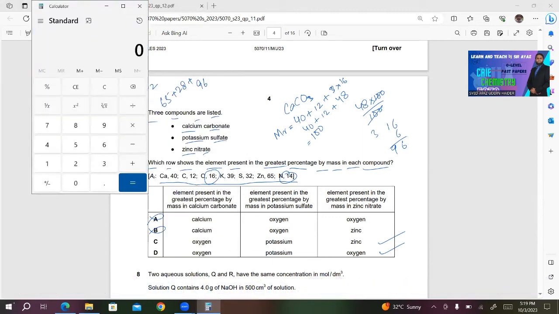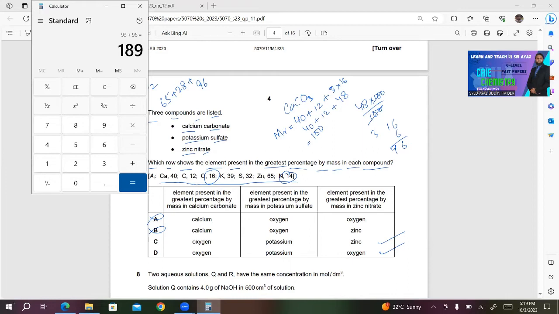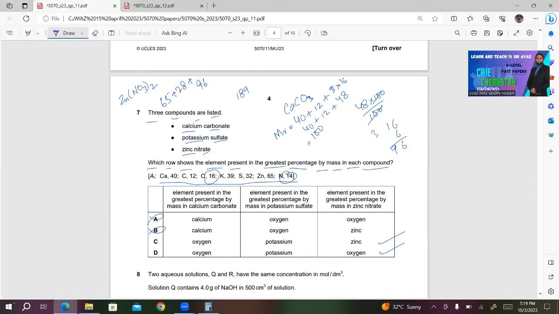So if you add up these, 65 plus 28 plus 96, what you will get is 189. 189 is the MR of zinc nitrate. If you look at the calculation, it clearly indicates oxygen is present in higher percentage. So D will be the correct answer in this case. This is the right choice.